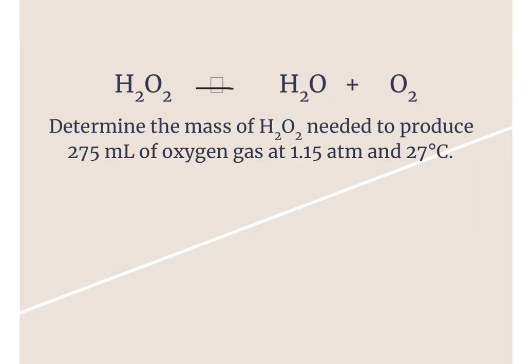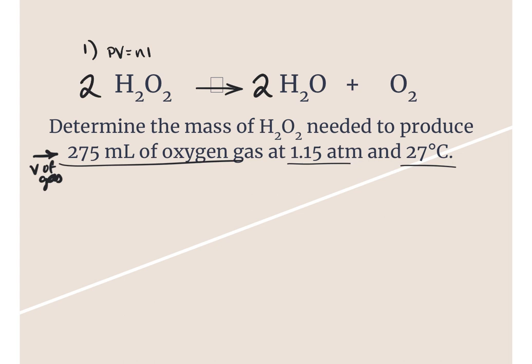Let's try another one here together. This is not balanced, so I'm going to balance it for you so you have those coefficients, but let's read through. We're going to determine the mass of H2O2 needed to produce 275 milliliters of oxygen gas at 1.15 atmospheres and 27 degrees Celsius. Because I'm given volume of a gas, my first step is going to be PV equals nRT to find moles of oxygen gas.